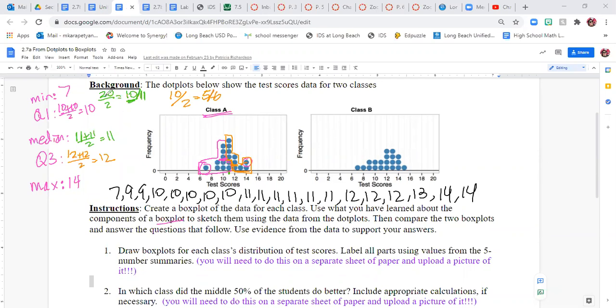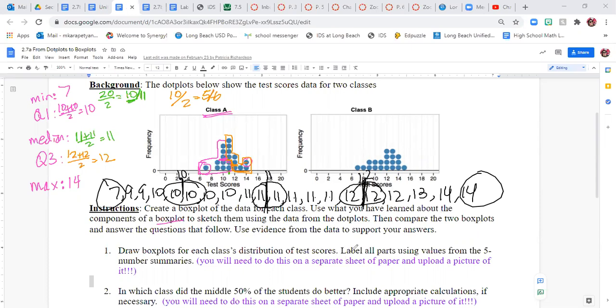So 20 divided by 2, 1, 2, 3, 4, 5, 6, 7, 8, 9, 10th value, an 11th value, that's your median, the halfway. Okay, so then 1, 2, 3, 4, 5, 6, 10 is your halfway. 1, 2, 3, 4, 5, 6, 12 is your halfway. You have your minimum and you have your maximum.